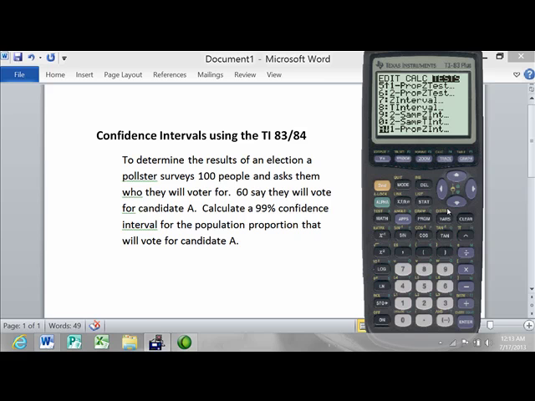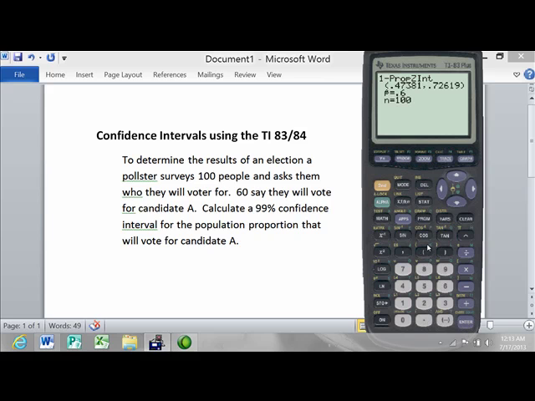That's what we're calculating. So click on that, and what you have to enter here is X, the number of successes. In this case, X is the number of people who will vote for candidate A, which is 60. N is my sample size, which is 100. So notice 60 out of 100, that's 0.6, was my proportion. My confidence level is 0.99 in this case. And we click calculate, and there is my proportion.